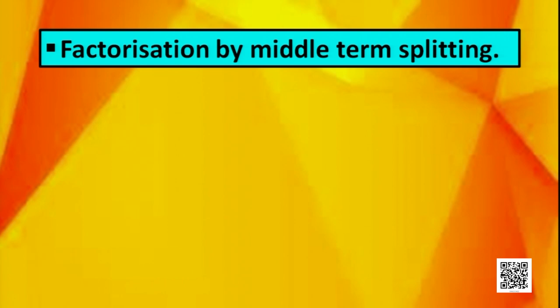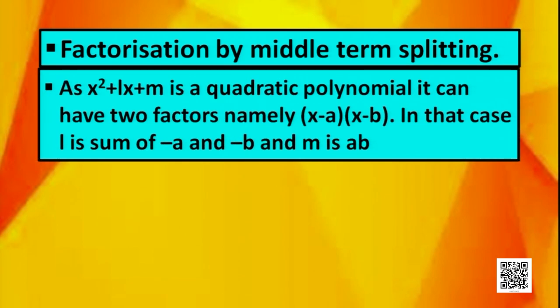Factorization by middle term splitting. What is that? If the polynomial is of the form x square plus lx plus m, a quadratic polynomial, it can have two factors, namely x minus a into x minus b. In that case, what happens?